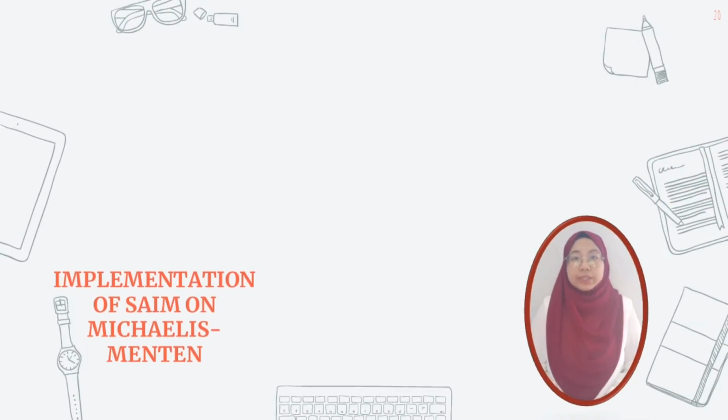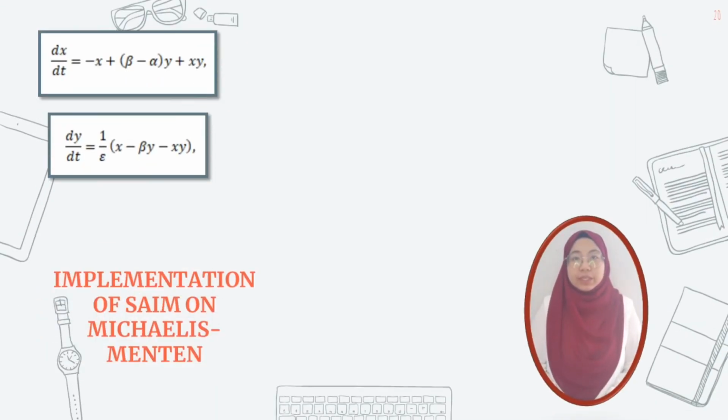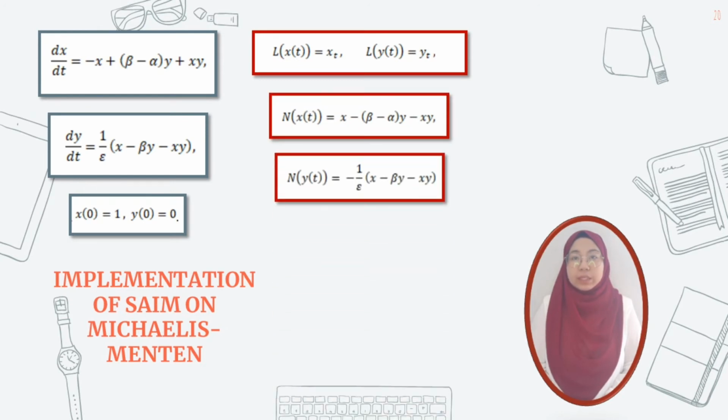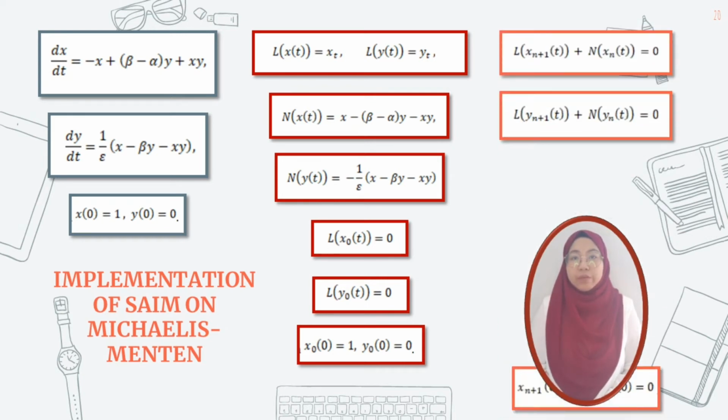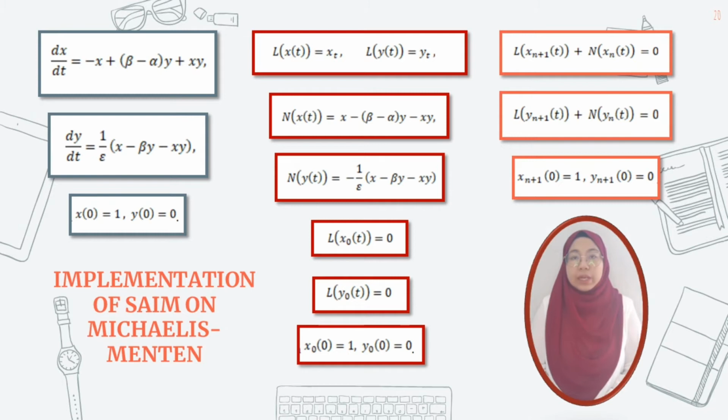In this work, we consider these two equations, subject to initial conditions x(0) equal to 1 and y(0) equal to 0. In view of SAIM, we have the following equations. Thus, the primary problems to solve are Lx0(t) equal to 0 and Ly0(t) equal to 0, with x0(0) equal to 1 and y0(0) equal to 0. The general iteration problem can be done through the following equations, with x(n+1)(0) equal to 1 and y(n+1)(0) equal to 0.